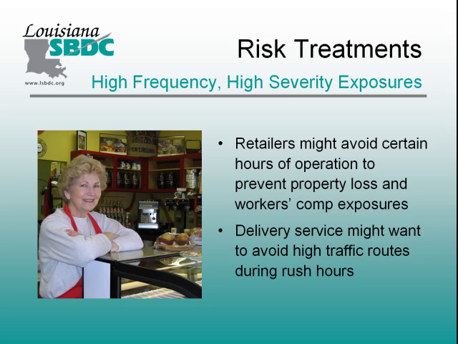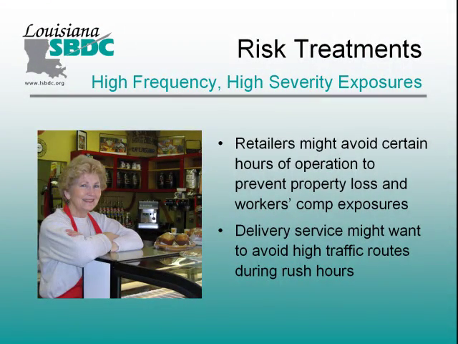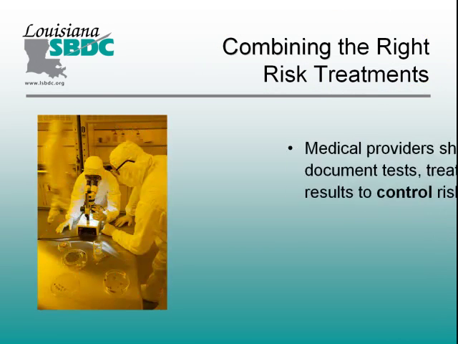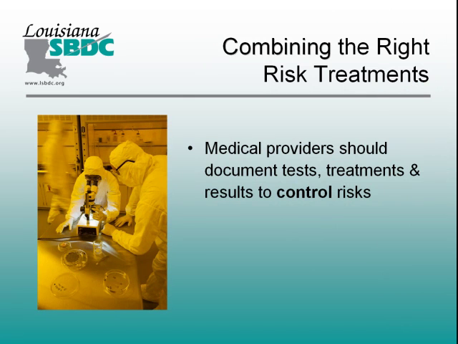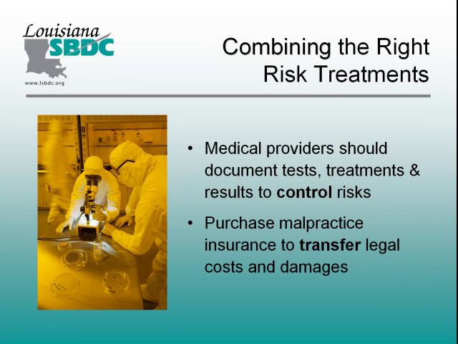But every time we avoid a particular situation, we also limit our opportunities to make a profit. So avoidance might not be a practical solution for small businesses. Instead, critical risks generally require a combination of risk treatments. The medical provider could carefully document tests, treatments, and results to control the risk and to reduce the frequency of the loss. They should also purchase malpractice insurance to transfer the legal cost and damages to an insurance company should any lawsuits arise.